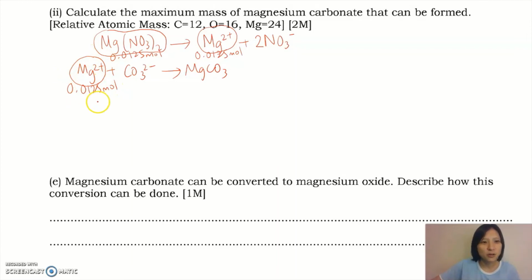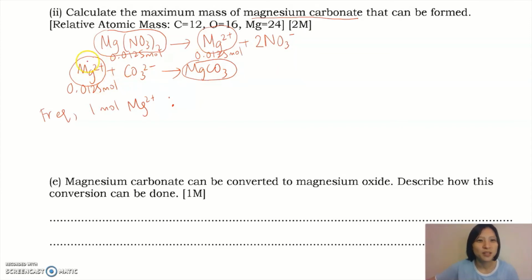If this is 0.0125 mole, from the equation we can see that 1 mole of Mg2+ will give you, because the answer that you want is magnesium carbonate, that's why we are comparing these two. Mg2+, you have the information. Magnesium carbonate, you want the answer. So we want to compare these two. 1 mole MgCO3. From the equation, you can see 1 mole Mg2+ ratio with 1 mole MgCO3.